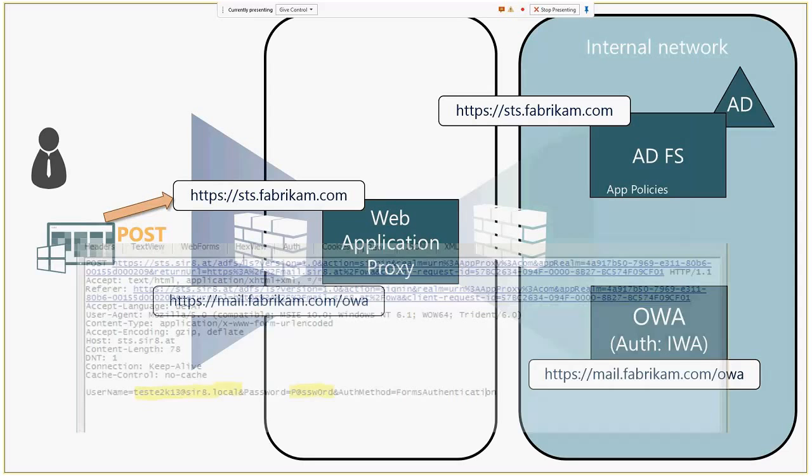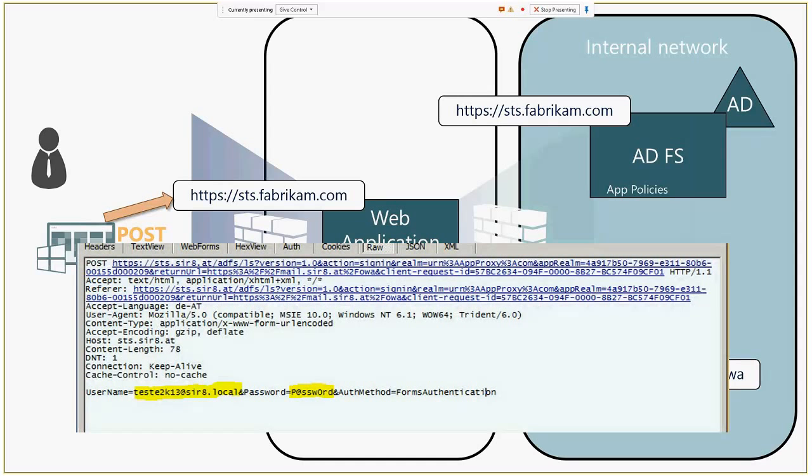These are actually just Fiddler traces that I took of the logon process. I'm going to post my credentials to the Web Application Proxy. And the thing is that I'm actually not authenticating to the Web Application Proxy or to Exchange now. The first thing that I need to do is authenticate to ADFS itself.